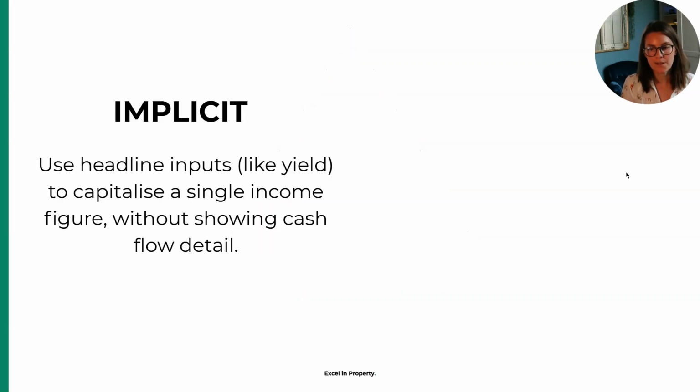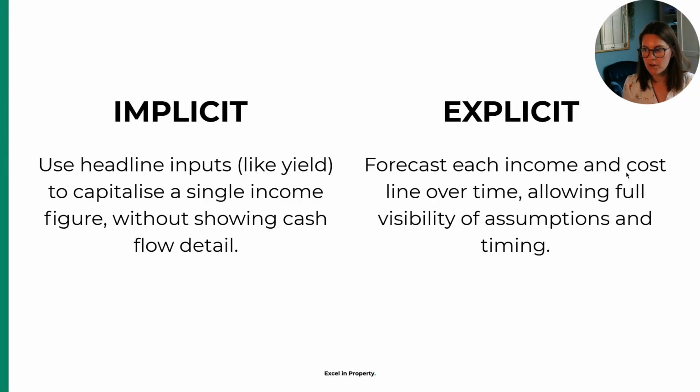So implicit models roll everything like rent, growth, and risk into a single number. They use headline inputs to capitalize a single income figure without showing cash flow detail. Explicit models forecast each income and cost line over time, allowing full visibility of assumptions and timing. So everything from rent to growth to cost to yield, all split out and shown explicitly over the cash flow model. Explicit models are clearer and more flexible, but they also require more data and care.